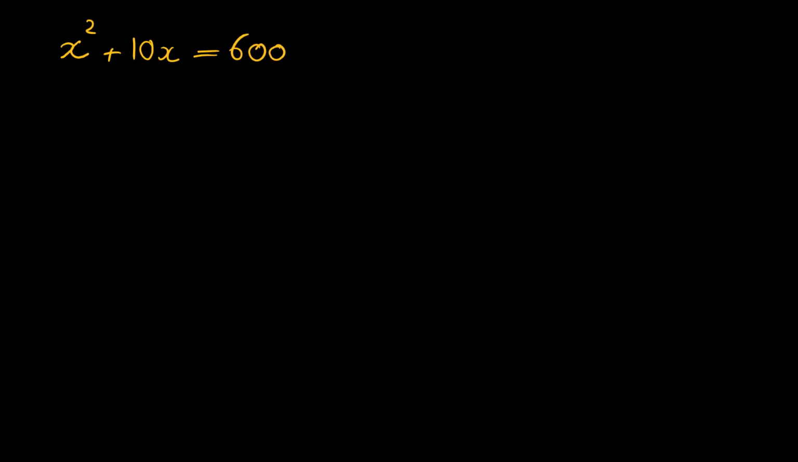Now let me show you another example. x to the 2 plus 10x equals 600. Remember, if you want to use the quadratic formula for solving a quadratic equation, the quadratic equation should be in the form of ax to the 2 plus bx plus c equals 0. So this number should not be here. We have to move it to the left first. Then we can use the quadratic formula for solving the equation.